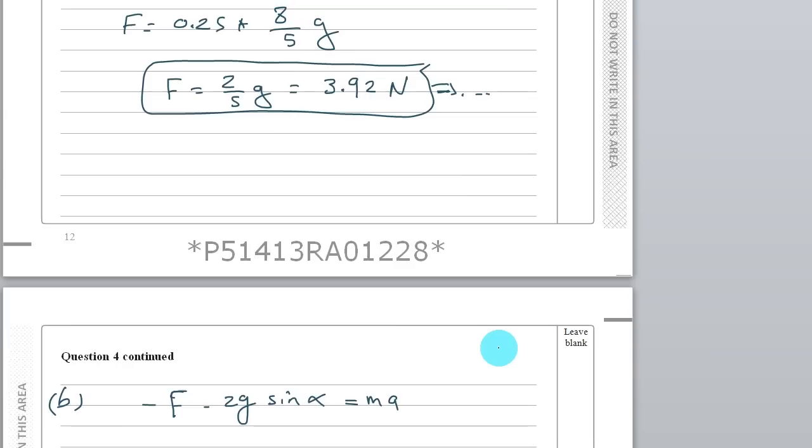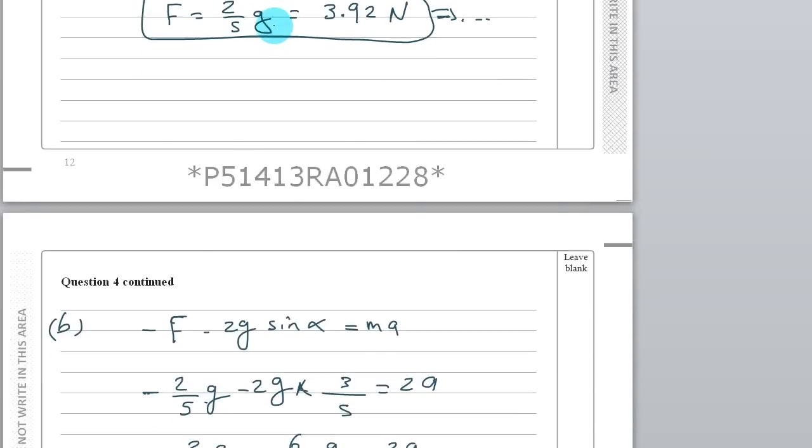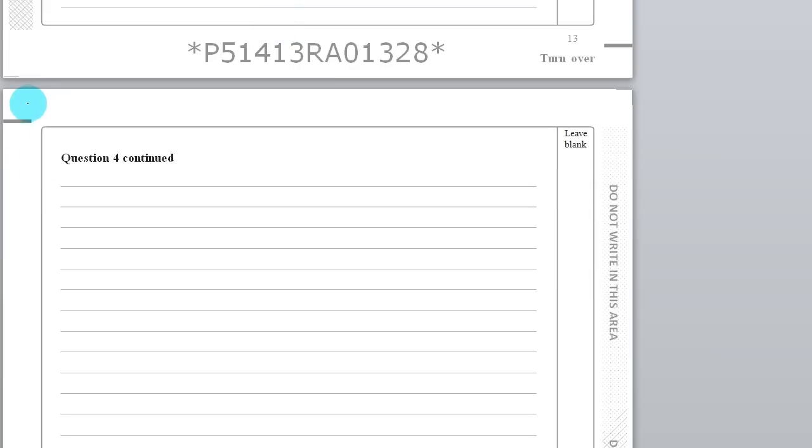Let us find another part. Find the speed of B as it passes through O. So now the motion is reversed. The particle now moves down the plane from A. Find the speed of B. So to solve this question, we need to redraw.